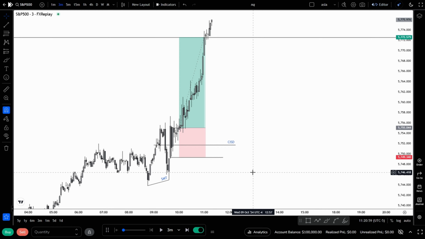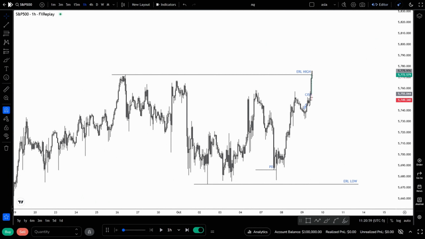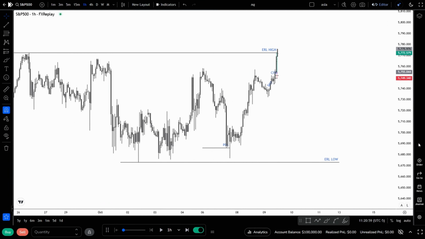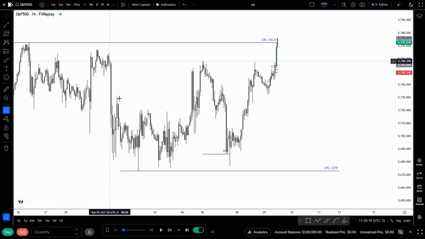A clean expansion to the upside, moving toward the external high of the range, which was acting as the primary draw for the trade. These are the types of price moves we look for in continuation setups. Clear structure, a defined narrative, and a directional expansion toward the opposing side of the range. With that all covered, this is essentially the foundation of how I frame my continuation trades.